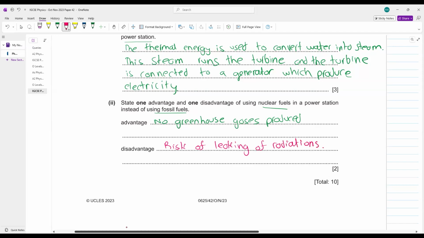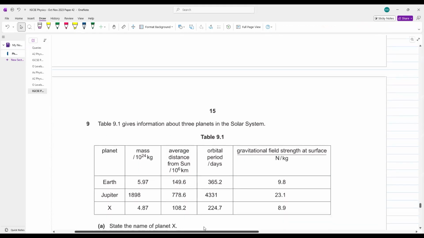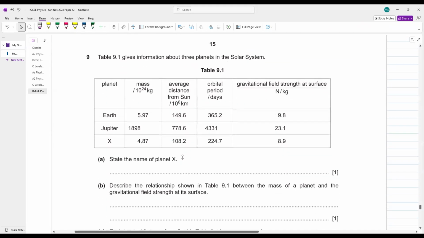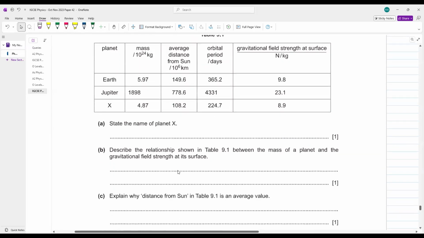सिंपल, लेट्स मूव अहेड बेटा। Table 9.1 gives information about three planets in the solar system. State the name of planet X. Planet X is closer to the sun and has a lesser orbital period than the Earth, that means this planet is more appropriately Venus.